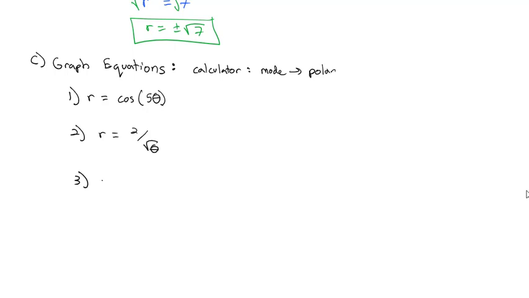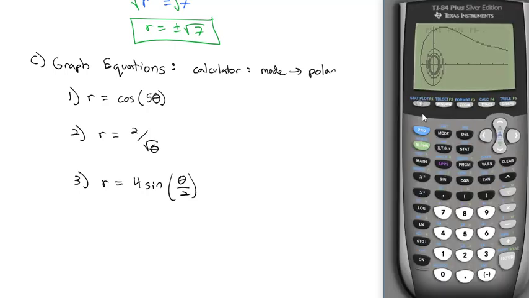Let's try and graph another equation. Let's graph r equals 4 sine of theta over 2. Let's see what that looks like. 4 sine of theta divided by 2. And let's just go ahead and hit zoom fit right now. It's calculating where to fit it best. Here we go. And that's kind of an interesting shape that we end up with, that polar graph.